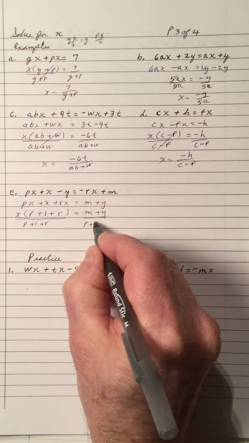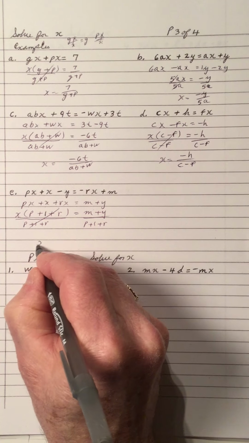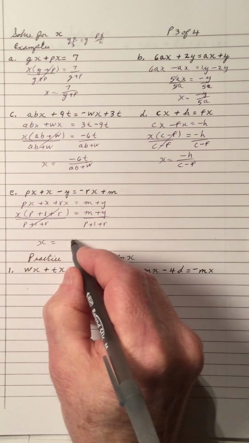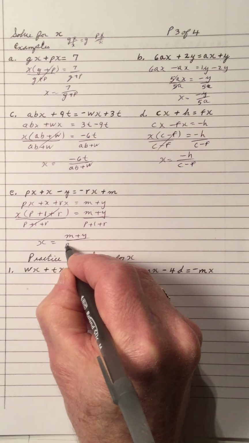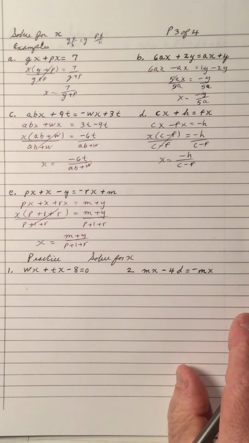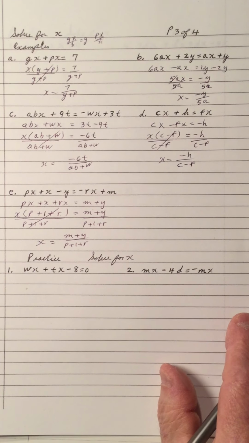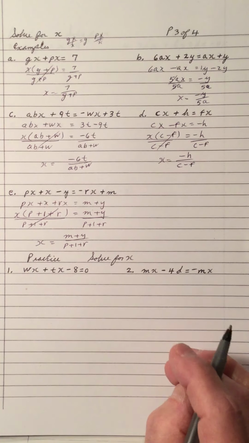And it's the same pattern all the time. They cancel out to give me x. And I have an m plus a y all over p plus 1 plus r. So practice means now it's your turn to work these out. So work these two out and play it back to see if you're right.